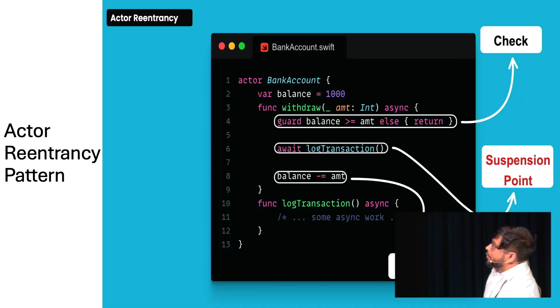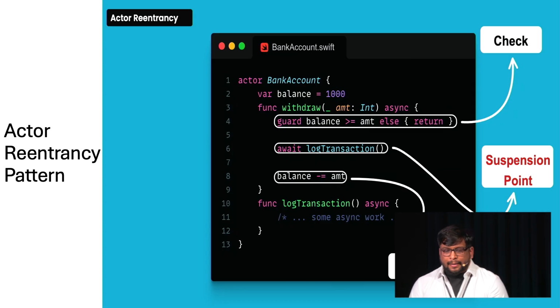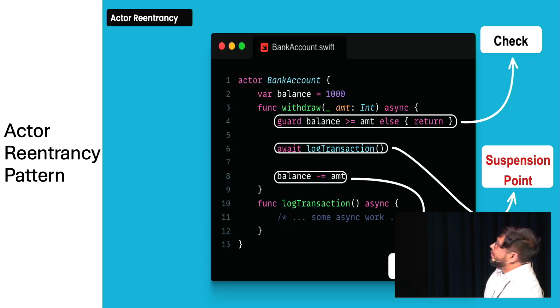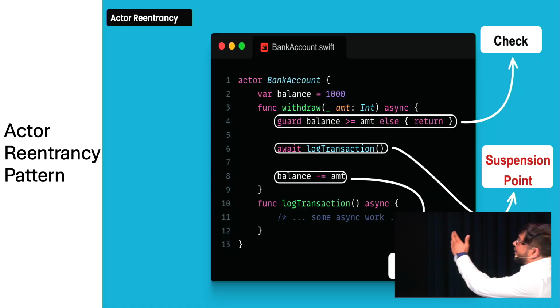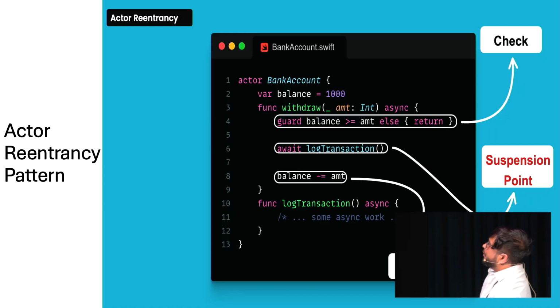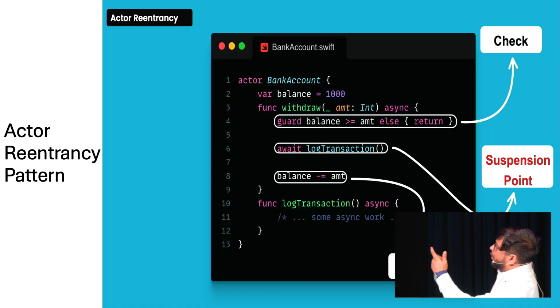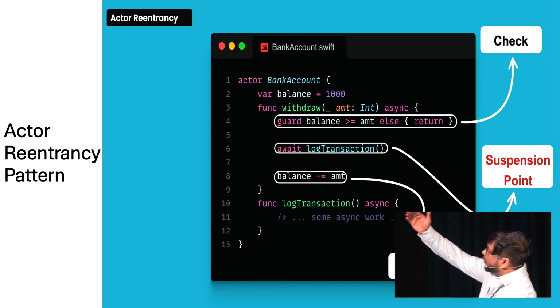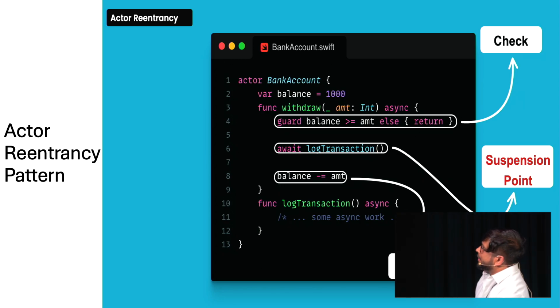Now let's talk about the bug that has nothing to do with Swift 6.2. Look at this method. We have a balance, and we are checking it in line number 4, and also we are calling the await. We might call the withdraw function again in line number 6, which creates a context switch. And then we are updating the balance here. So balance might go negative.